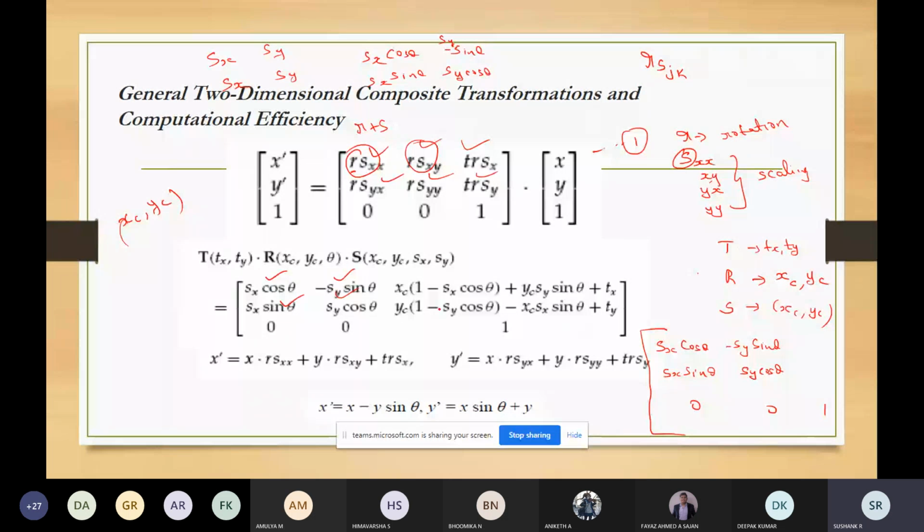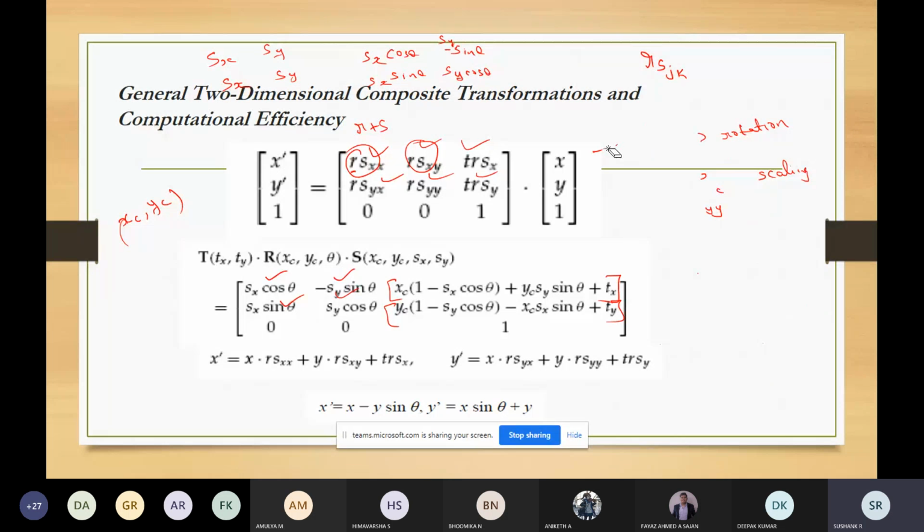How about the last two terms? How to derive those last two values? The last two values are given by the terms tr sx, tr sy. Here t means translation tx, ty, r means rotation about some pivot point xc, yc, and s means scaling about a fixed point xc, yc.